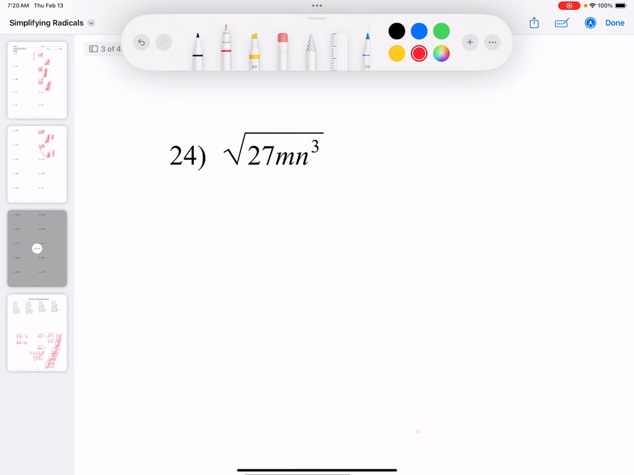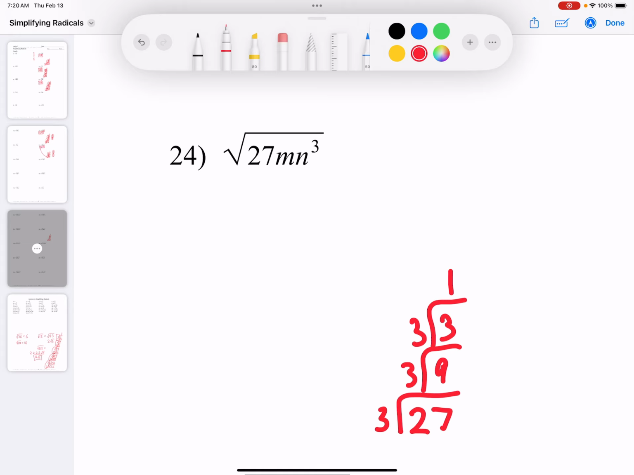Let's look at 24. So we're going to do 27. So 27 is divisible by 3, which is 9. 9 is divisible by 3, which is 3. 3 is divisible by 3, which is 1. So I have a pair of 3's there and a 3 that's going to stay behind.